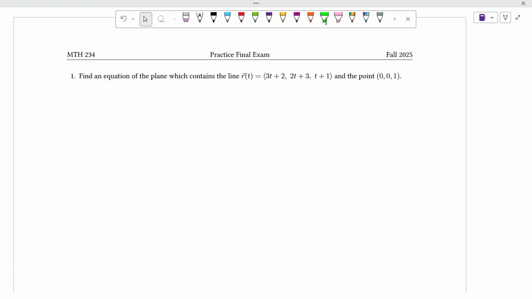So we've got our point. Now we just need a normal vector. And the easiest way to get a normal vector is either to take the gradient of some function or take the cross product of two vectors that lie in that plane. Any two vectors will do. So step one is sussing out two vectors from the given information.